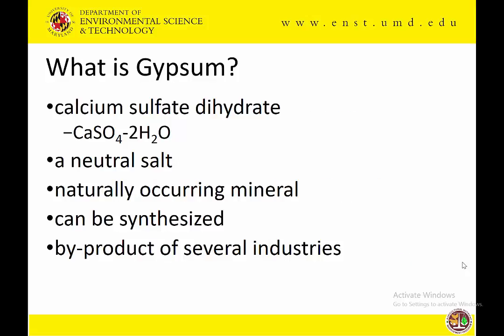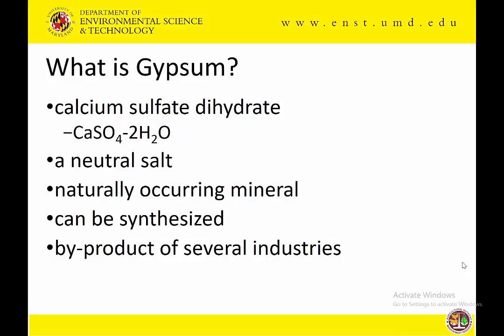Gypsum is calcium sulfate dihydrate, meaning that it has 2 molecules of water in every calcium sulfate molecule. It is a neutral salt, which means it does not impact soil pH directly. It can exist as a naturally occurring mineral. I have a couple of slides I'll show you at the end of some beautiful natural wonders where it does exist naturally on the Earth's surface.